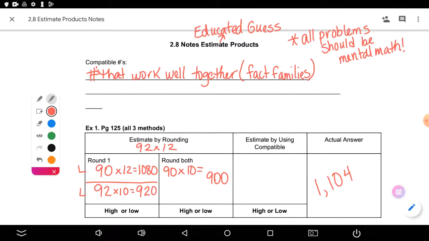Okay, which one do you think is always going to give us the best answer? Changing both or changing one? Caleb? Changing one will almost always give us the best answer, okay? But all of those are okay estimates. All of those are fine. We're going to go ahead and mark that out because we actually already did it over where it says round 1. We did it twice. Okay, let's go on down the page.